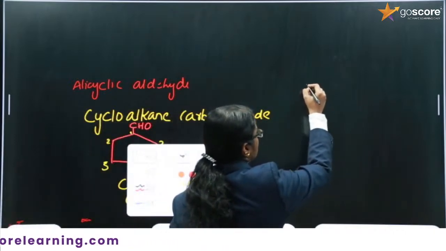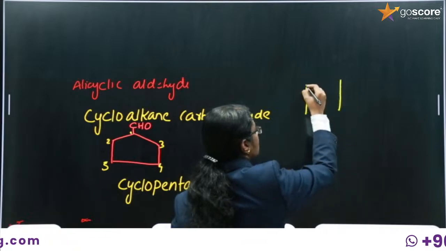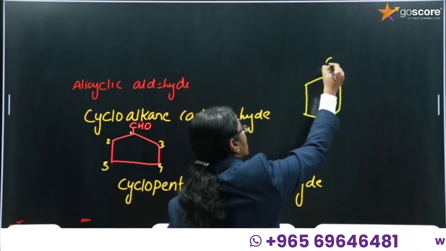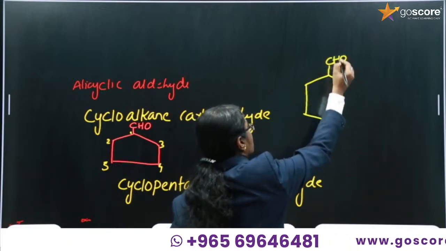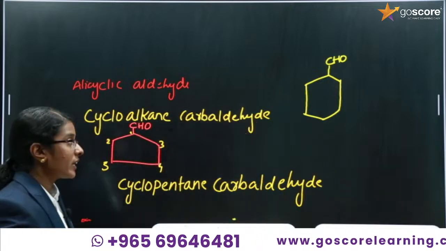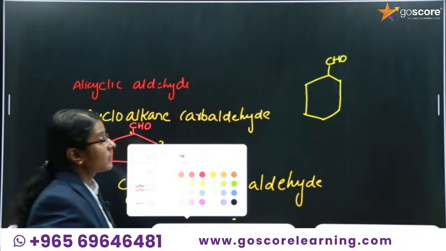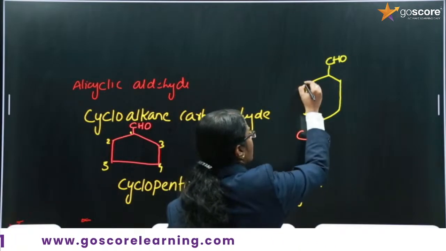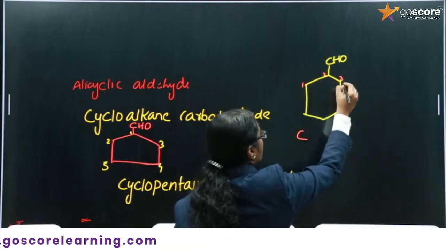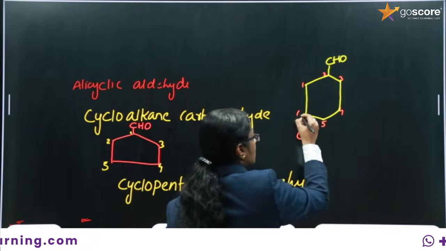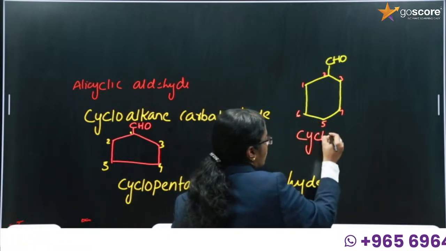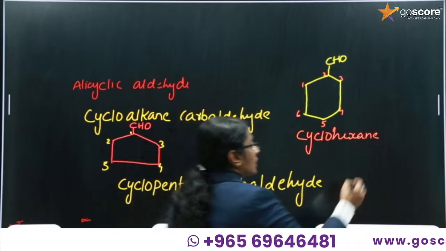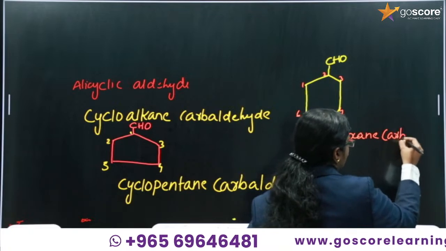Another one is the six-membered ring. What will be the IUPAC name of this compound? How many carbon atoms? 1, 2, 3, 4, 5, 6. So it is cyclohexane carbaldehyde.